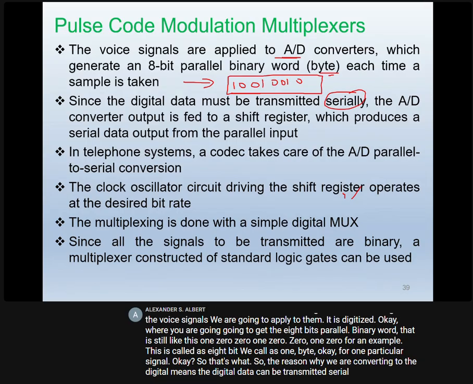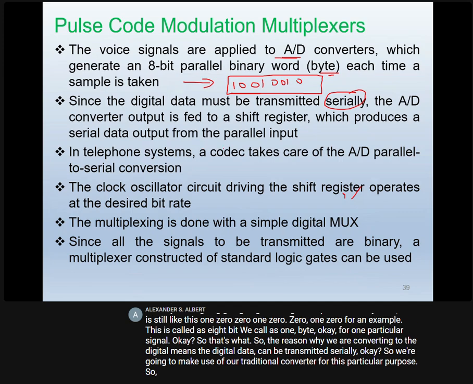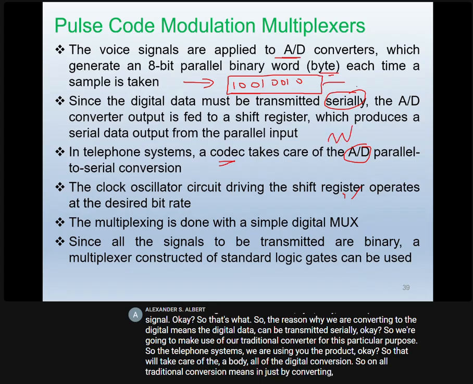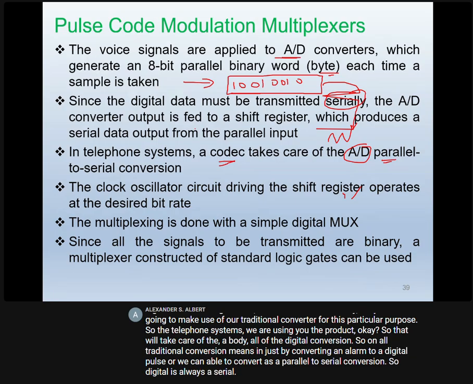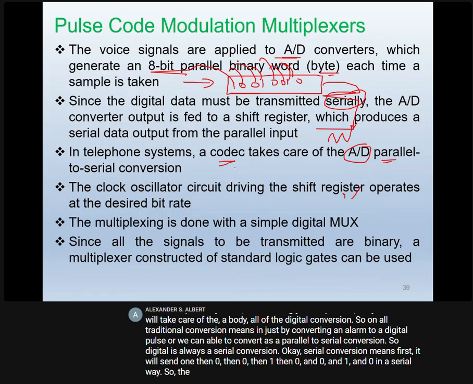So the reason why we are converting to digital is that digital data can be transmitted serially. We are going to make use of the analog to digital converter for this purpose. In telephone systems we are using the codec, which will take care of the A/D, analog to digital conversion. Analog to digital conversion means converting your analog signal to a digital pulse, or we can convert parallel to serial. So digital is always a serial conversion. Serial conversion means first it will send one, then zero, then one, then zero and zero and one and zero in a serial way. So the clock oscillator will drive this bit rate one by one.